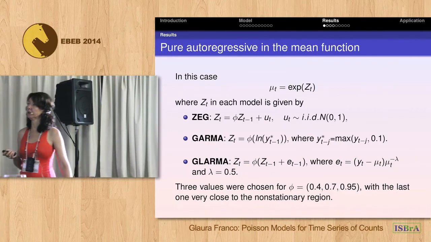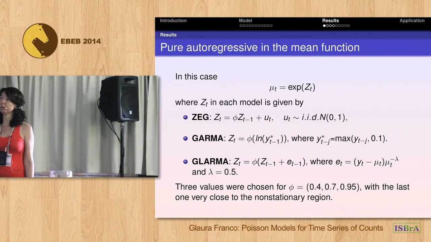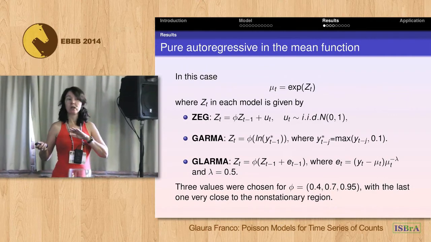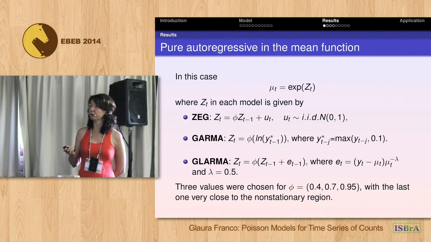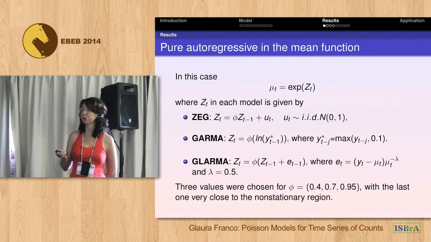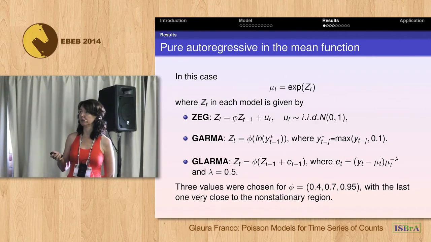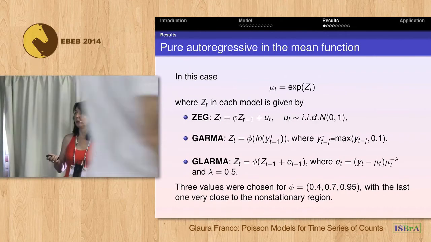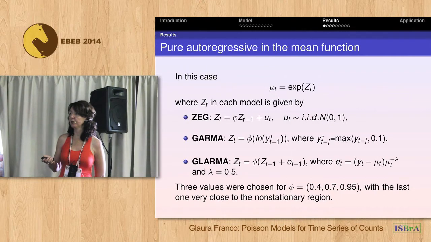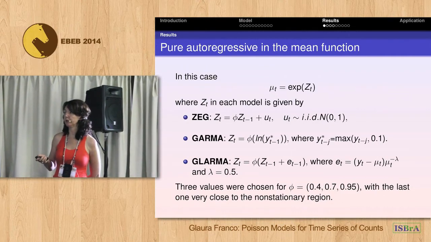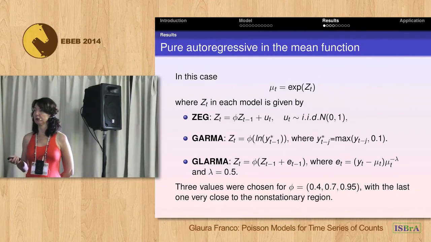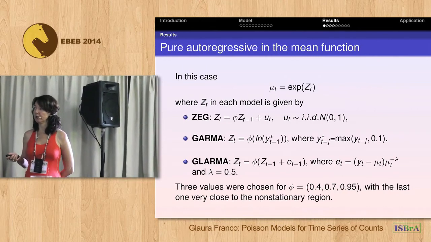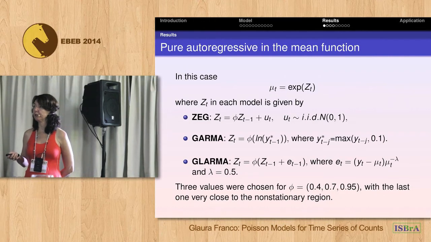So in the first simulation, we just tried a pure autoregressive model without covariates, just to see what happened with the models. So we have this simple structure here for the parameter-driven model. It's an AR(1) autoregressive model. For the GLARMA, we have just here, and for the GARMA, we have this here. And we chose 3 values for the parameter phi, and this last one very close to the non-stationary region.